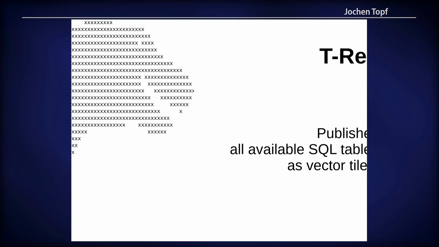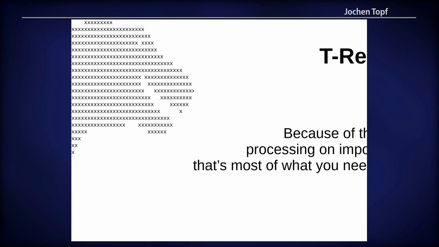One feature it has: if you start it without any configuration, you just say, here's the database, and it will automatically export everything that it finds in the database as vector tiles, without you having to do anything anymore. So that's a great first step to get going. Use osm2pgsql, import the data you want, and get it out. Yeah, as I said, because of the processing and import, that's most of what you need. There's a little bit more.